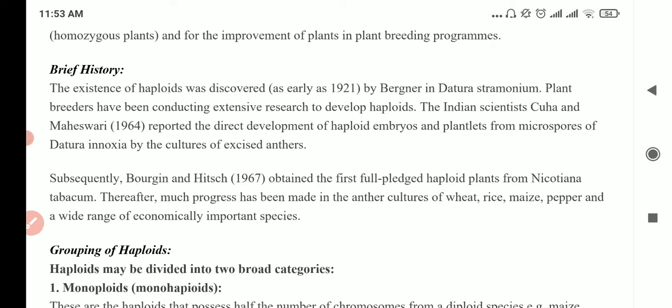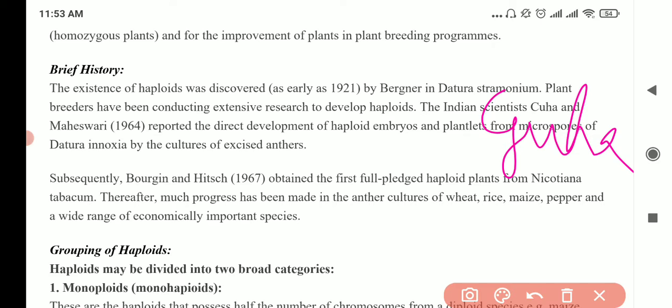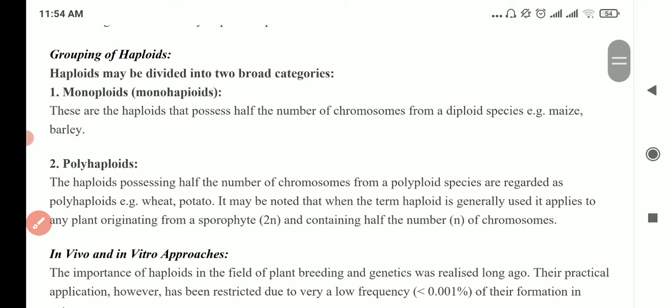So plant breeding experiments have been done to develop haploids. Indian scientists Guha, this is not Kuha, it's Guha, G-U-H-A, so please correct it. Guha and Maheshwari showed that haploid embryos can be produced from microspores of Datura inoxia. And then other scientists, you can read on your own. Then let's see how we can group our haploids.